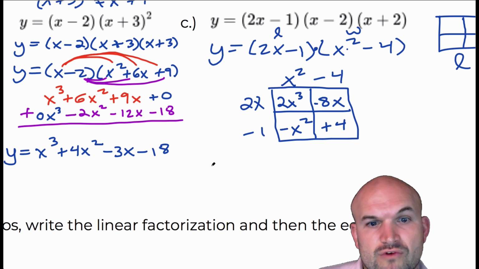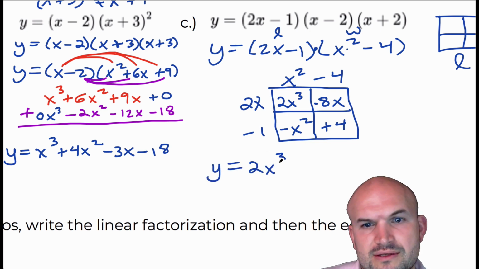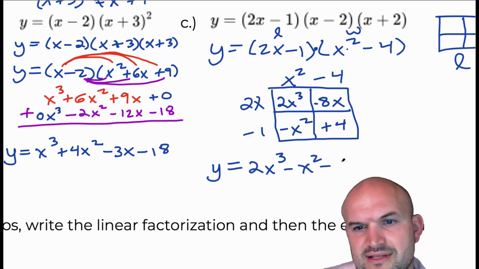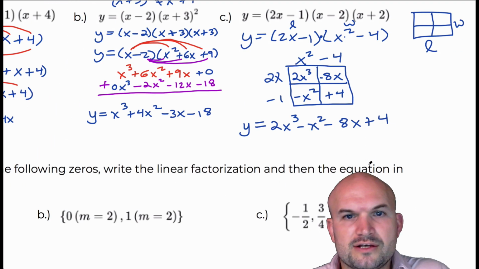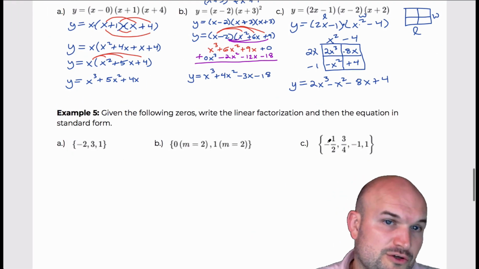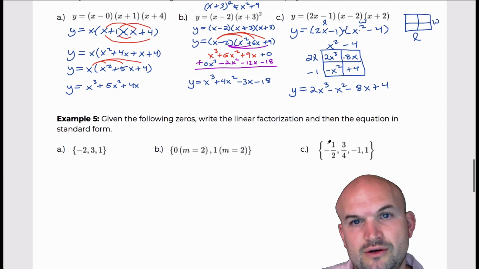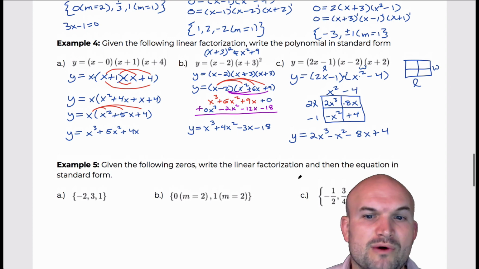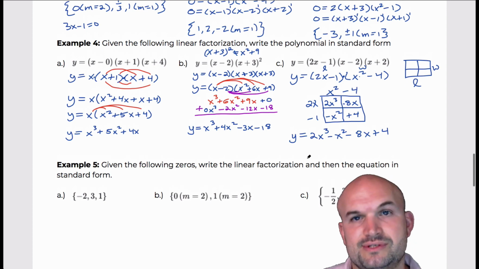So now all I need to do is write that out, and I'm good. So therefore, I have 2x cubed minus x squared. I'm going to want to write it in standard form. You don't have to, but that's the preferred method, plus 4. Okay? So there you go, ladies and gentlemen. That's basically what we need to do when we're given a linear factorization and we want to write it in standard form. So now we'll work on what about when we're given actual zeros from this point.